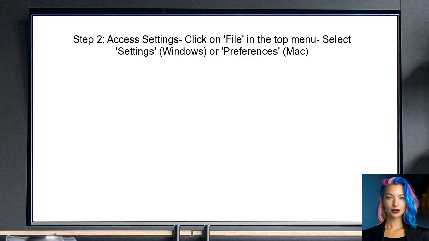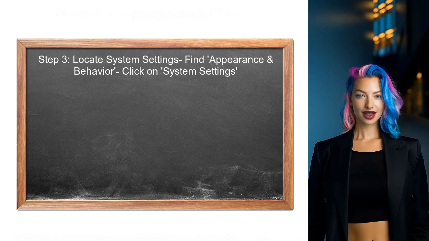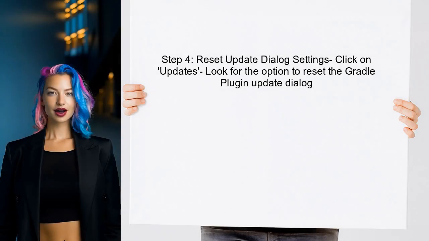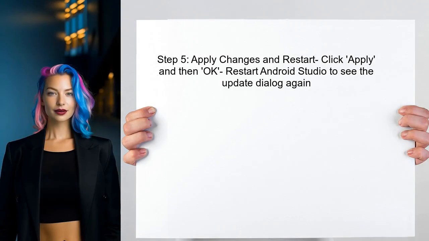or Preferences for Mac. In the Settings menu, the user should look for the Appearance and Behavior section. Under this section, they will find System Settings. Now, the user should look for the option labeled Updates. Here, they can reset the Gradle plugin update dialog settings. Finally, the user should apply the changes and restart Android Studio. This will allow the Gradle plugin update dialog to appear again when updates are available.